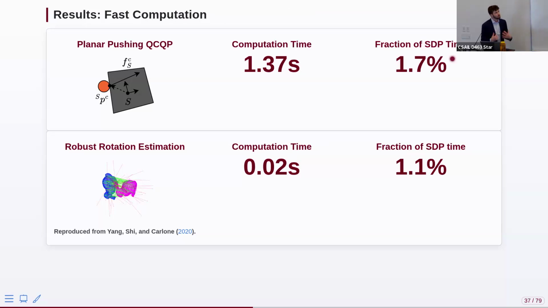And finally, since we're only computing the smaller number, this is super fast to do relative to solving the SDP. The SDP takes on the order of half a second to 2 seconds for the planar pushing case, and the robust estimation problem is almost instant, less than 100 milliseconds. In both cases, you take between 1% and 1.5% of the SDP time to strengthen your relaxation. So this is worth doing ahead of time for certain problems.